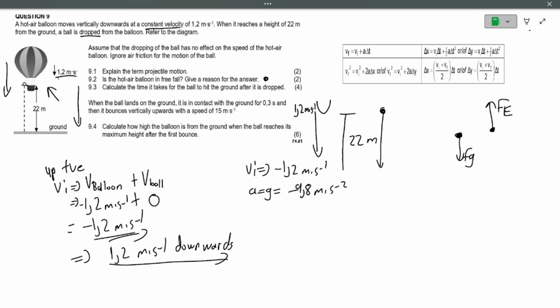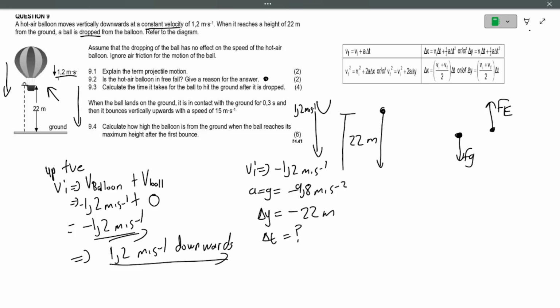And also another one is change in y. Change in y, we also have to give it a sign, because the distance is being covered going down by the ball which was thrown. It means that it's going to be negative 22 meters. And then what else are we given? With this information given, we are looking for the change in time.